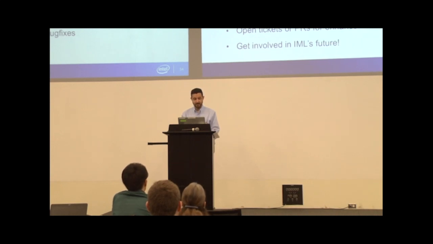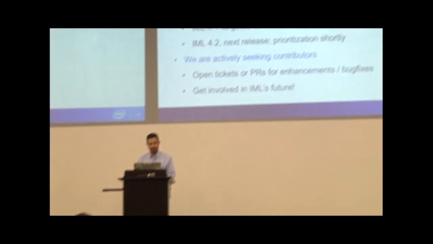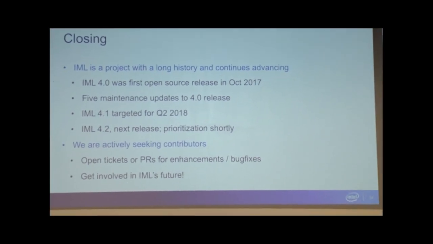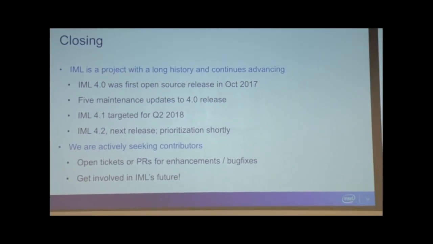So in closing, IML is a project with a very long history, and it continues advancing. IML 4.0 was the first open source release in October of 2017. We've had 5 maintenance updates to the 4.0 release since then. IML 4.1 is targeted for Q2 of 2018. We're expecting an alpha out within the next few weeks.